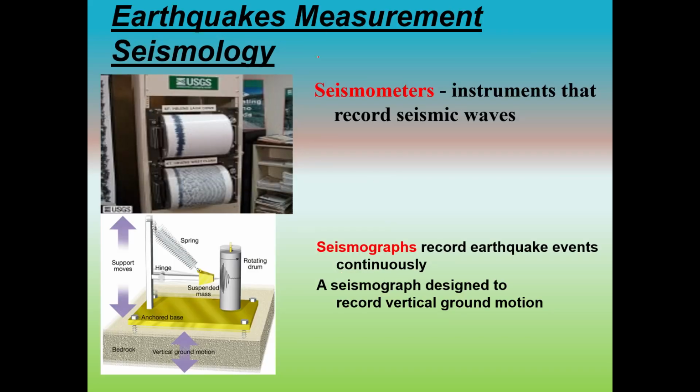Earthquake measurement: seismology. Whatever we learn about earthquakes is called seismology. Seismometer is the instrument that records the seismic waves. But what is a seismograph? It is continuously recording earthquake events. This drum is continuously rotating, and because of the shaking of the ground and the instrument attached to it, this hinged, suspended mass is continuously recording the earthquake waves. The seismograph is designed to record vertical ground motion.